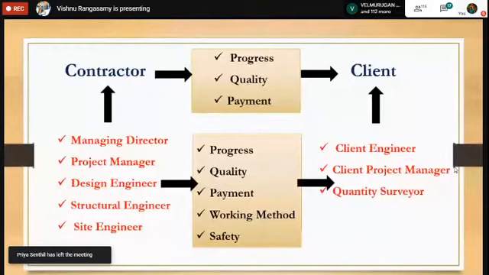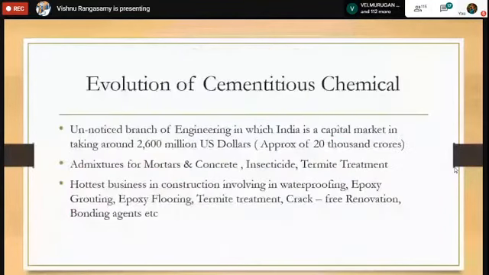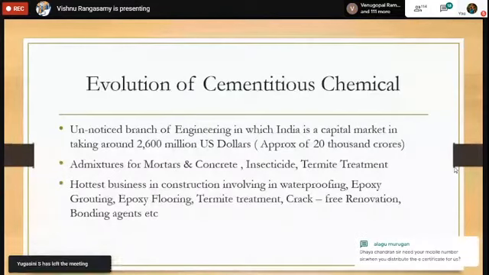So, evolution of cementitious chemicals. It is one of the unnoticed branches of engineering in India, in which the capital market is taking around 2,600 million US dollars. That is approximately 20,000 crores. Imagine that in construction chemicals a market of 20,000 crores is available.